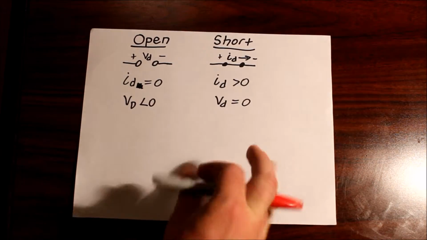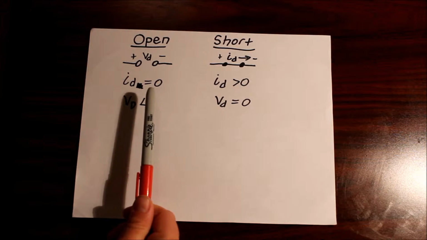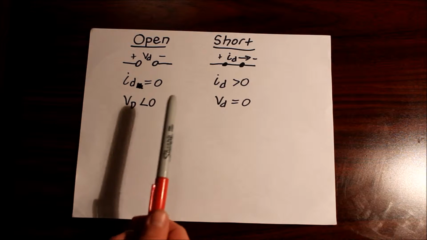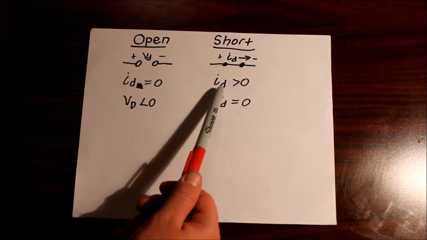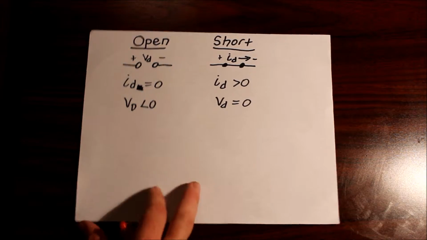As we can see here, in the open condition, the current is going to be equal to 0, and the voltage will be less than 0. On the short, current's going to be greater than 0 while voltage will be equal to 0 because there's no voltage drop across it. It's just a shorted piece of wire.